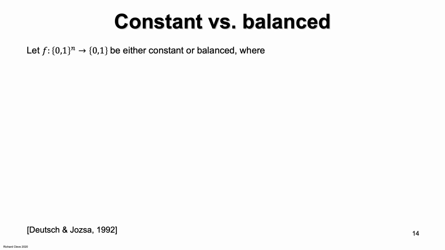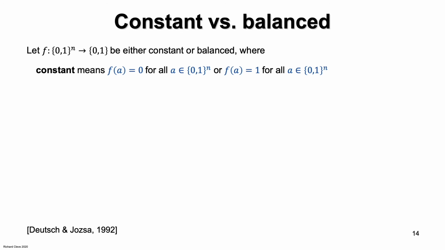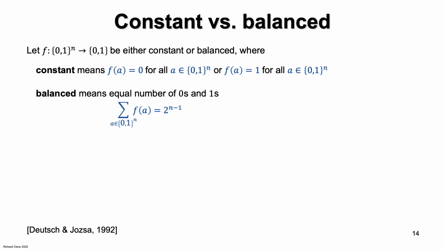Let f be a function from n bits to 1 bit. We call such a function constant if either its value is 0 everywhere or its value is 1 everywhere. We call such a function balanced if its value is 0 in exactly the same number of places that its value is 1. There are 2 to the n possible inputs to such a function. Therefore, a balanced function takes value 0 in exactly 2 to the n minus 1 places, and it takes value 1 in exactly 2 to the n minus 1 places.